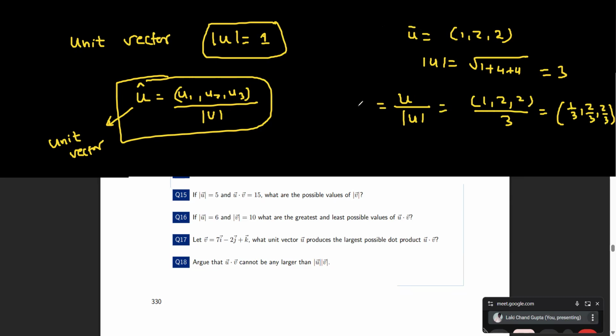You can rename this; let's suppose this is vector v. Now you can say vector v is a unit vector. I see, so we normalize it to make it a unit vector. Yeah, normalization of a vector gives a unit vector. You divide by the modulus of v to make it a unit vector.